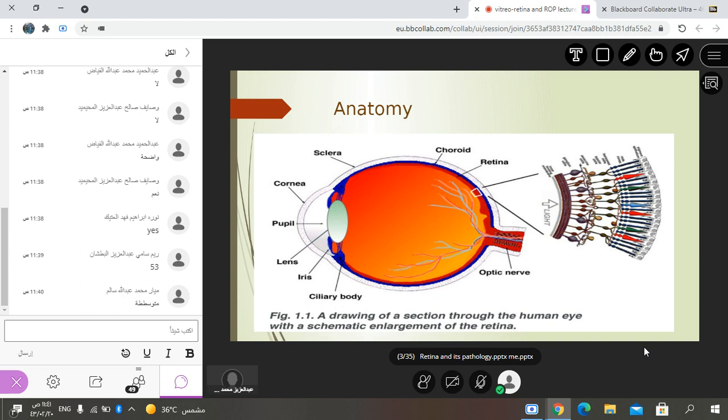This is an illustration of the globe in general, and you can see there are three main layers forming the globe: the outer layer, the intermediate layer, and the inner layer. The inner layer is the retinal layer. The intermediate layer is mainly for nourishment, and what is it called? Sclera? Choroid. Yes. So in general, it is uveal tissue, or the uvea.